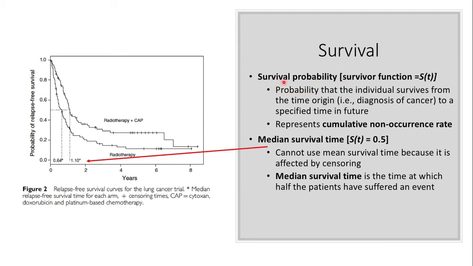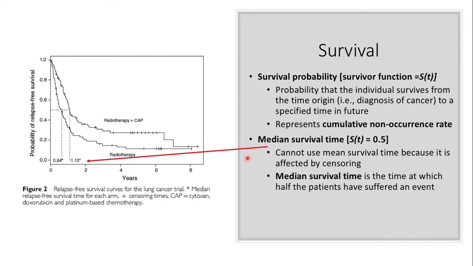There's what we call survival probability, and the survivor function, or at least the way it's represented, is by an S with the lowercase t italicized. So that represents the probability of survival. It's the probability that the individual survives from the time of origin to a specified time in the future, and it represents a cumulative non-occurrence rate.